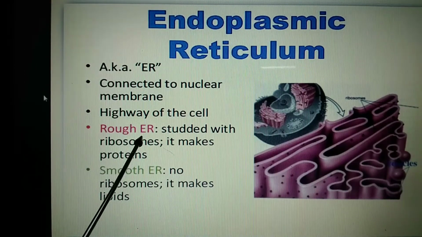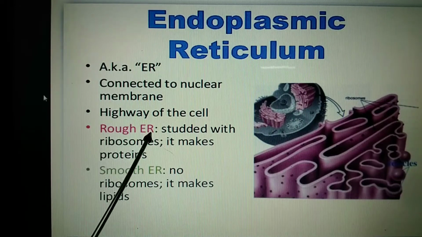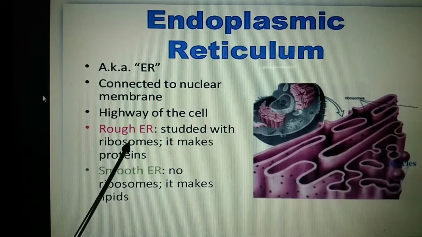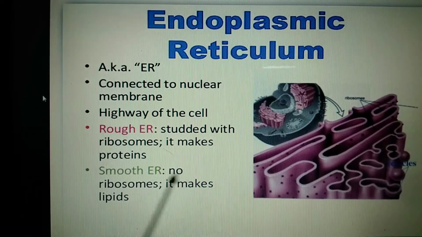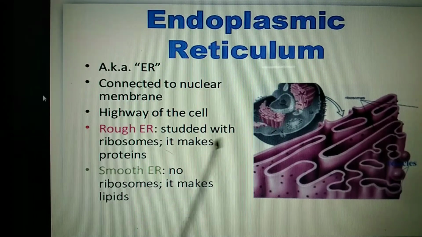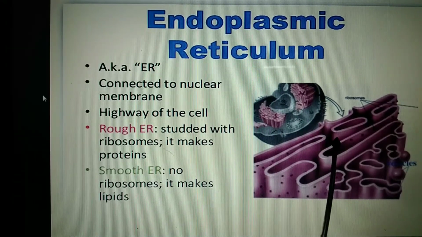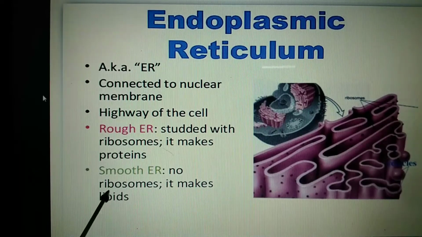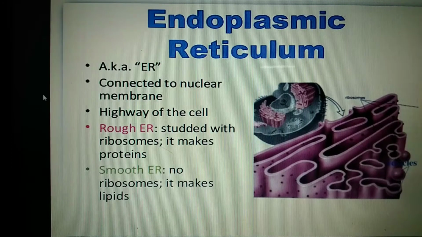The RER or rough endoplasmic reticulum is studded with ribosomes that help in the manufacture of proteins. Whereas in smooth endoplasmic reticulum, where there are no ribosomes, it helps in the manufacture of lipids.